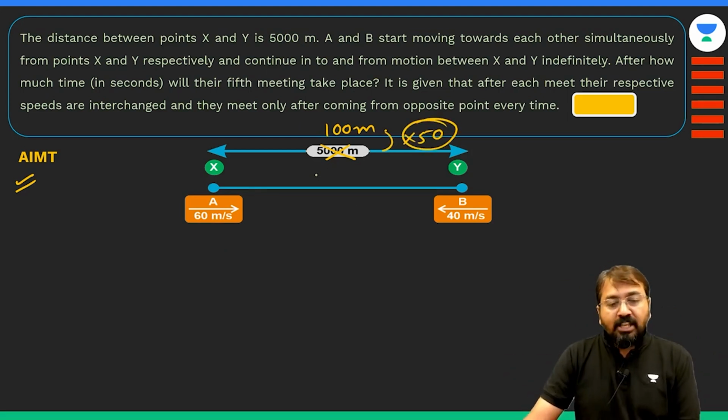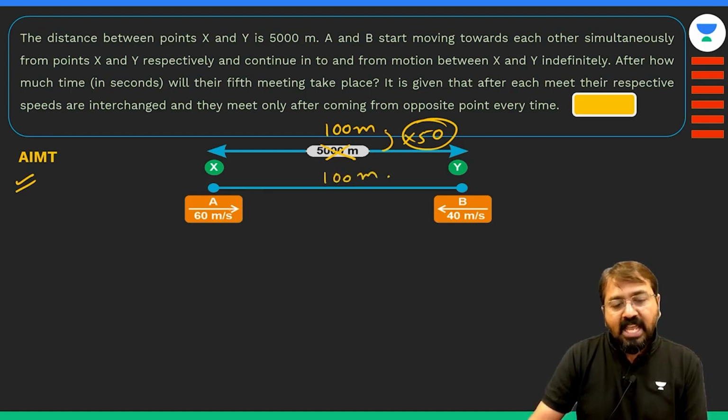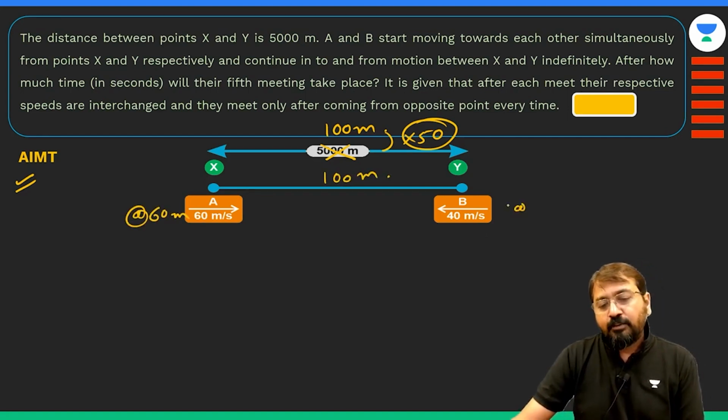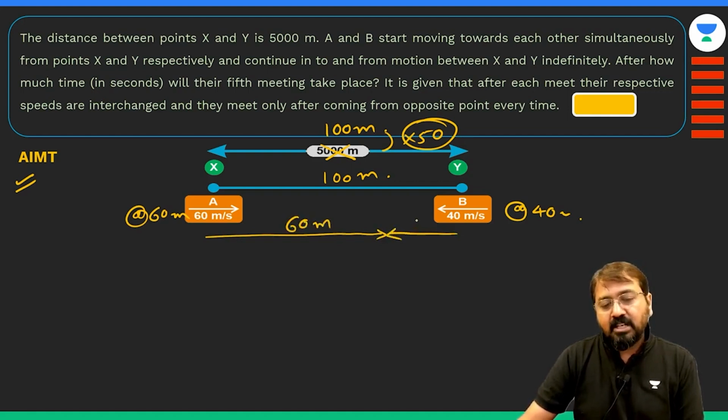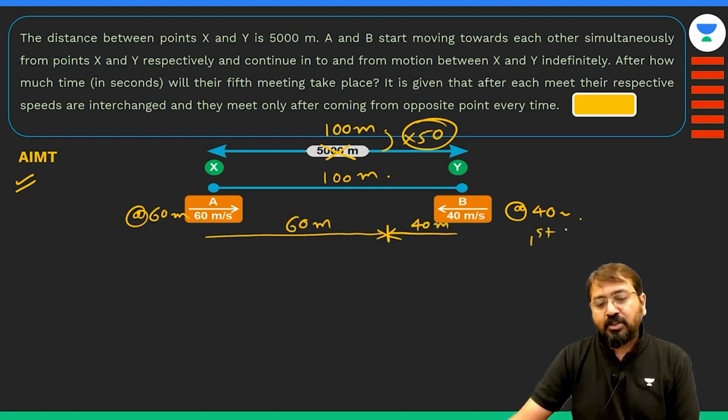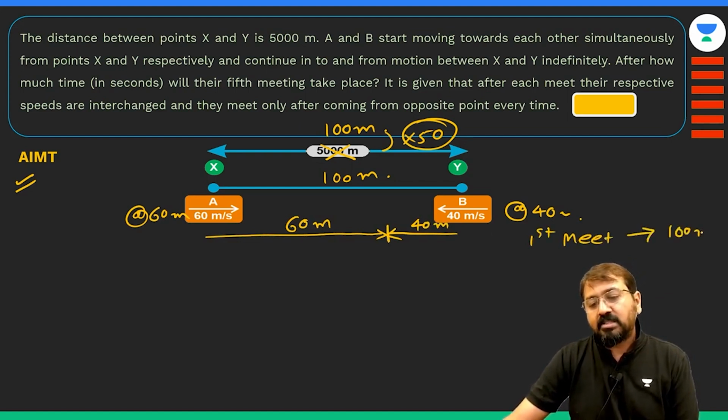Okay, so if my race is just of 100 meter, and A is running at 60 meter per second and B is running at 40 meter per second, then definitely if both of them start together, A will cover 60 meter distance and B will cover 40 meter distance, and they'll meet over here at this point. This is going to be their first meeting. So can I say when they meet for the first time, they have covered 100 meter distance.